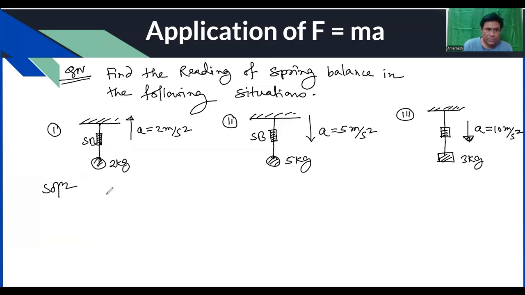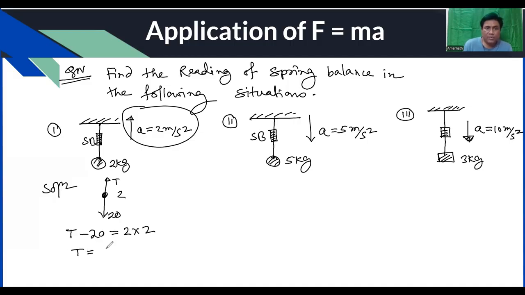So in the first question, this is 2 kg. The downward force will be 20. The upward force will be the tension. The acceleration is upward, so I'll take the upward force as positive. So plus T minus the downward force equals mass into acceleration. It means T equals, I hope this part you understand, 20 plus 4. So tension equals 24 Newton. It means the reading of the spring balance is 24 Newton.